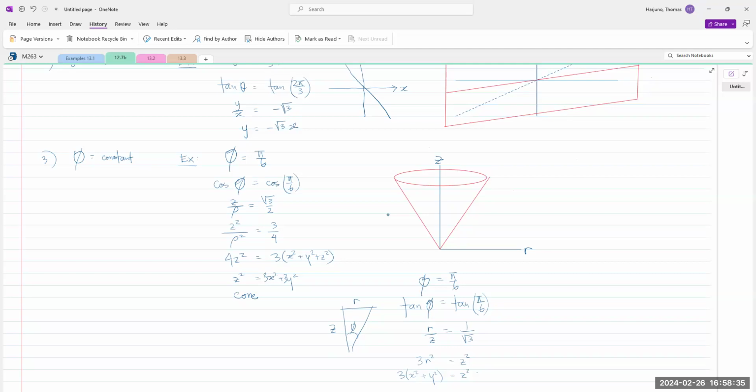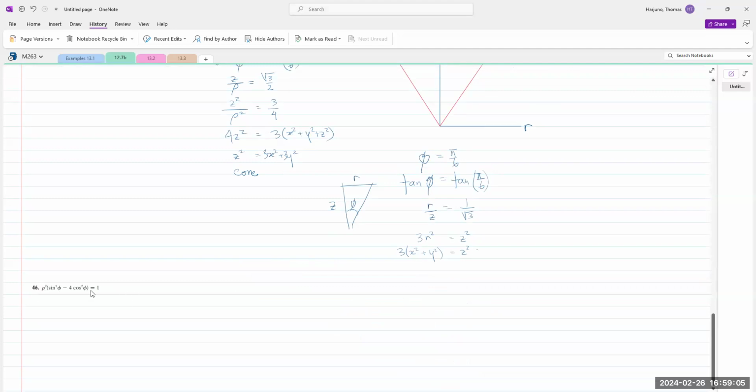Now we will see more of this kind of equation in the future, but let me see if there are more equations that are interesting to play with. Let's say I pick number 46 from our handout. Can we identify what the shape of this graph is?